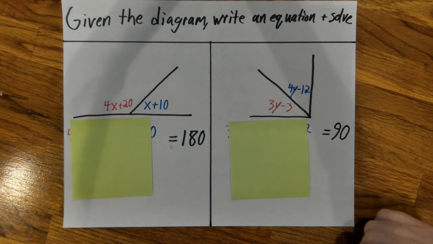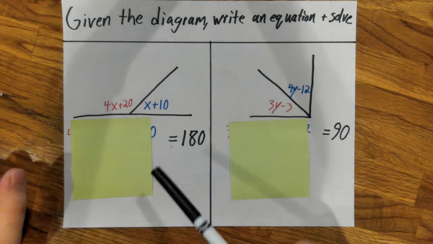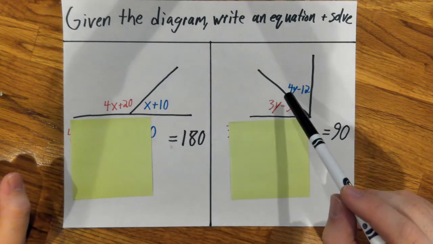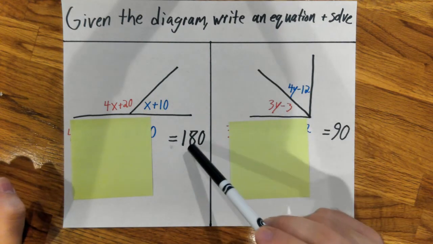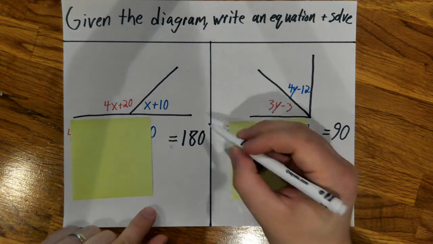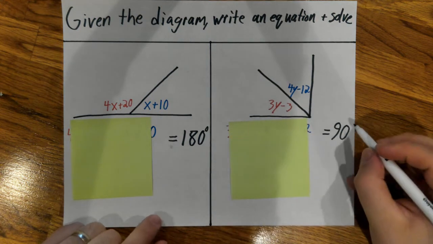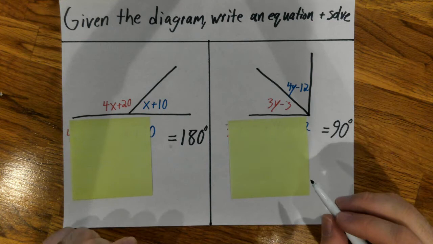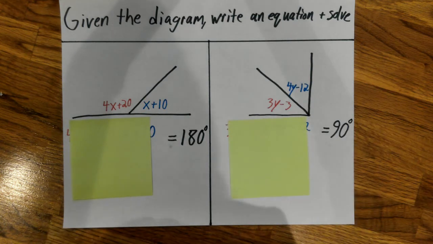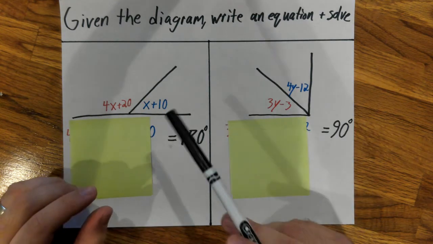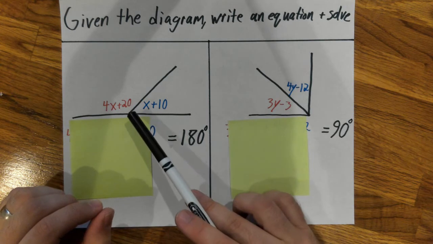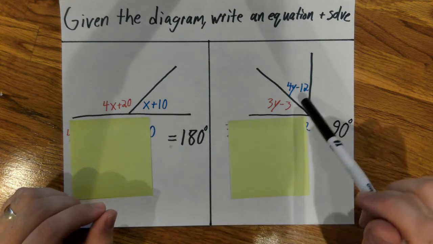Okay, so in Mr. Doherty's video, we looked at supplementary and complementary angles. Supplementary angles equal 180 degrees here. Complementary angles equal 90 degrees here, right? And at the end of that video, we had these problems that involved writing an equation, right?